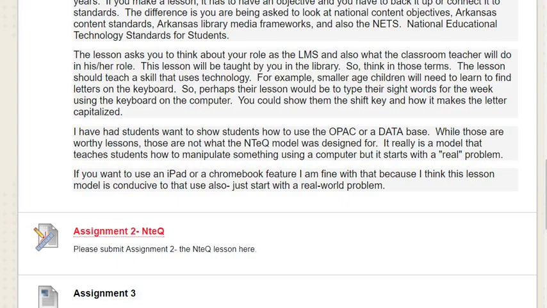Now, one problem in the past, I have had students who have just wanted to show students how to use the OPAC or how to use a database. Those are worthy lessons within a school library. They're not what the NteQ model is designed for. It really is a model that teaches students how to manipulate something using a computer, but it also needs to start with a real world problem, a real problem to those students. If you want to incorporate your technology as an iPad app or a Chromebook feature, I'm fine with that, because I think that this lesson model is conducive to those, but just make sure that you start with a real world problem.